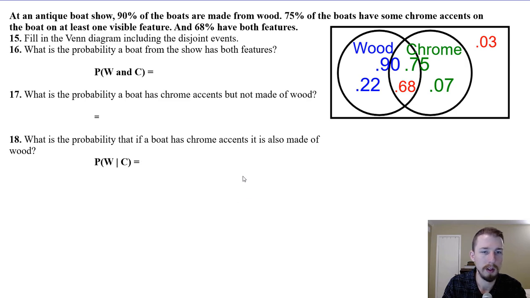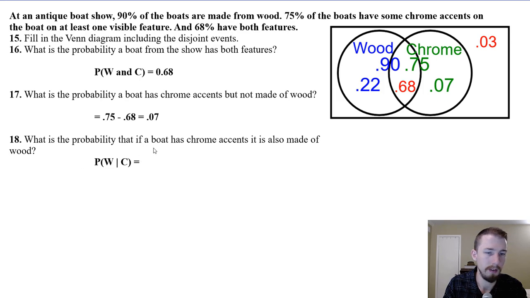16. What is the probability that a boat from the show has both features, so wood and chrome? Well, they actually already told us that. That was the overlap between those, which would be 68%. What's the probability a boat has chrome accents but not made of wood? So chrome but not the wood part is going to be 7%. So we subtracted those two, the 75 minus the 68, which gave us 7%.